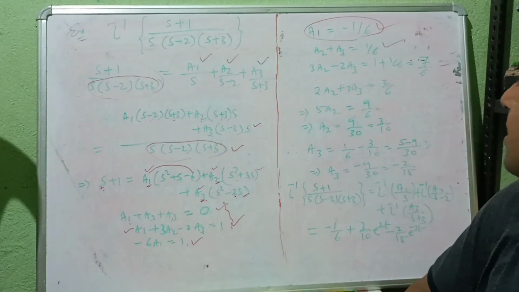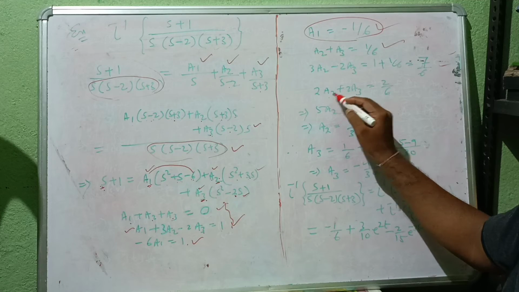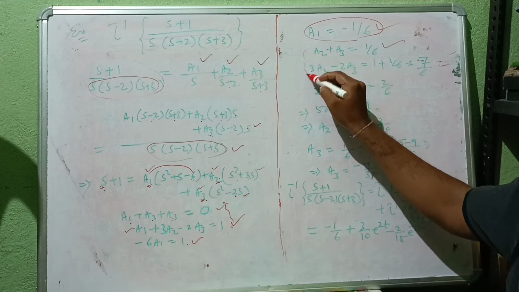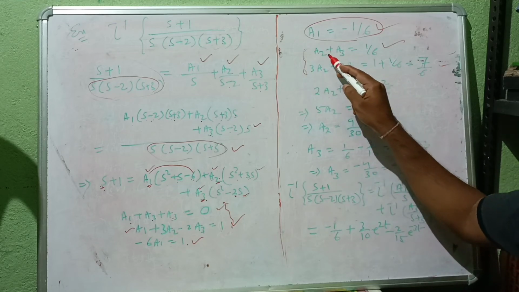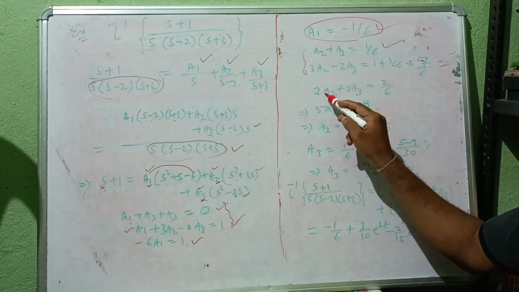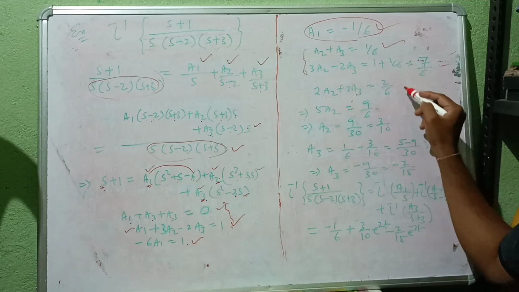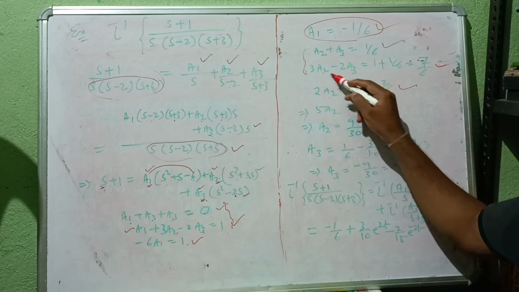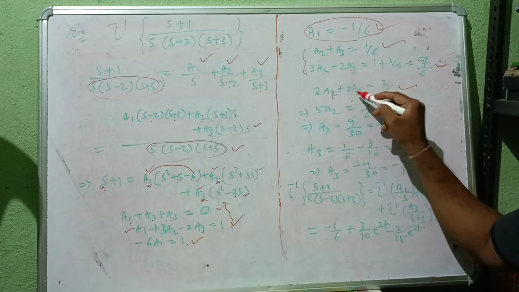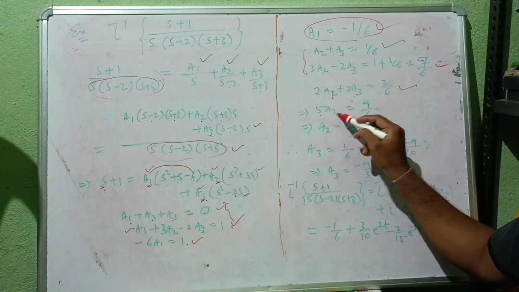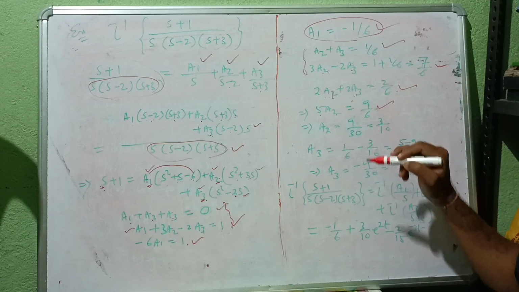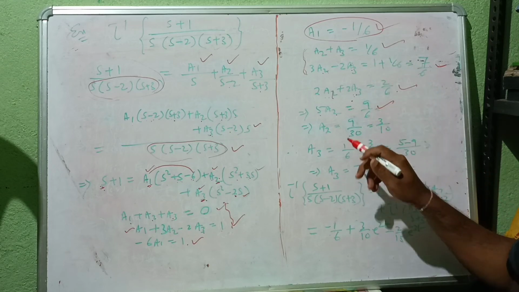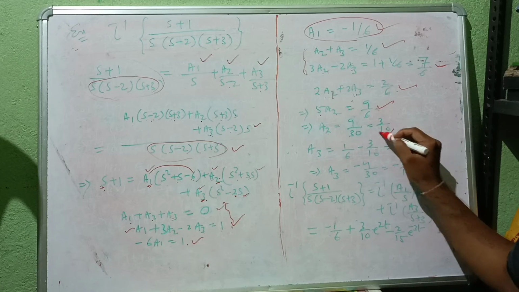Okay. So to solve these two equations, multiply 2 in the first equation. So 2a2 plus 2a3 is equal to 2 by 6, and we have 3a2 minus 2a3 equal to 7 by 6. So just add these two, so that this term will be cancelled. So 5a2 is equal to 7 by 6 plus 2 by 6, this is 9 by 6. So a2 equal to 9 by 30 or 3 by 10.